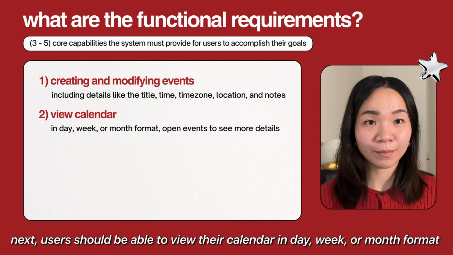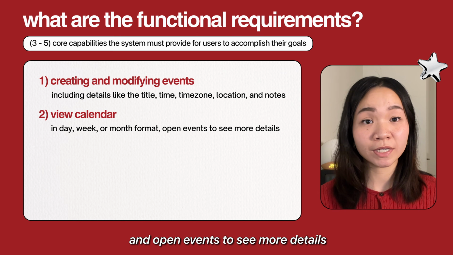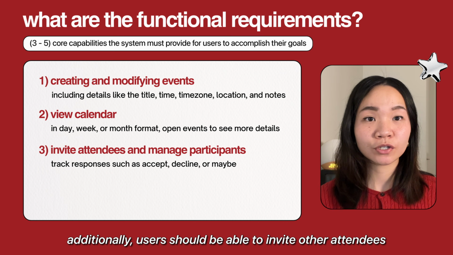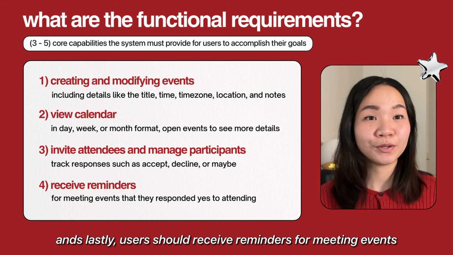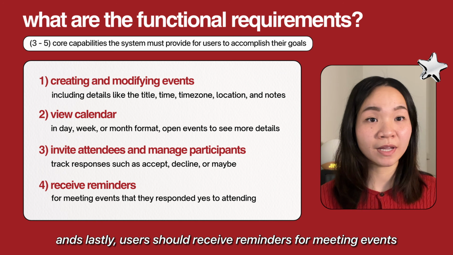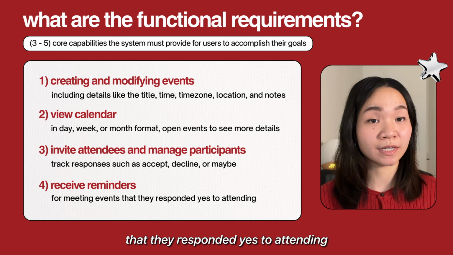Next, users should be able to view their calendar in day, week, or month format and open events to see more details. Additionally, users should be able to invite other attendees, manage participants, and track responses such as accept, decline, or maybe. And lastly, users should receive reminders for meeting events that they responded yes to attending.